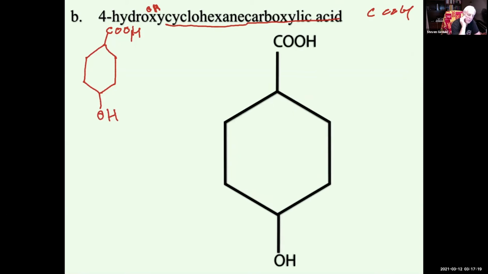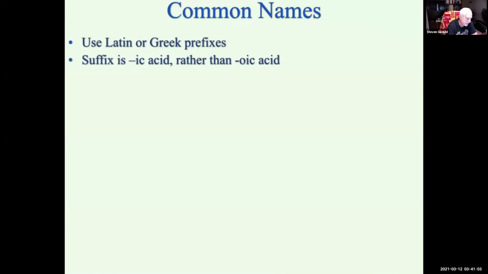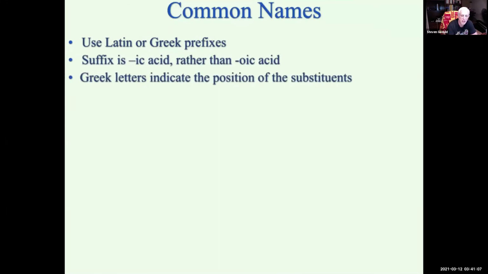Again, by definition, it's attached to the number 1. The carbon that the carboxylic acid is attached to is the number 1 position. Then all the other constituents get named according to that. Common names: we use Greek or Latin prefixes. The suffix is "ic acid" rather than "oic acid" in the common name. And Greek letters indicate the position. Remember, we had alpha, beta, gamma, delta, epsilon, and so on. The Greek letters show the position of the substituents.